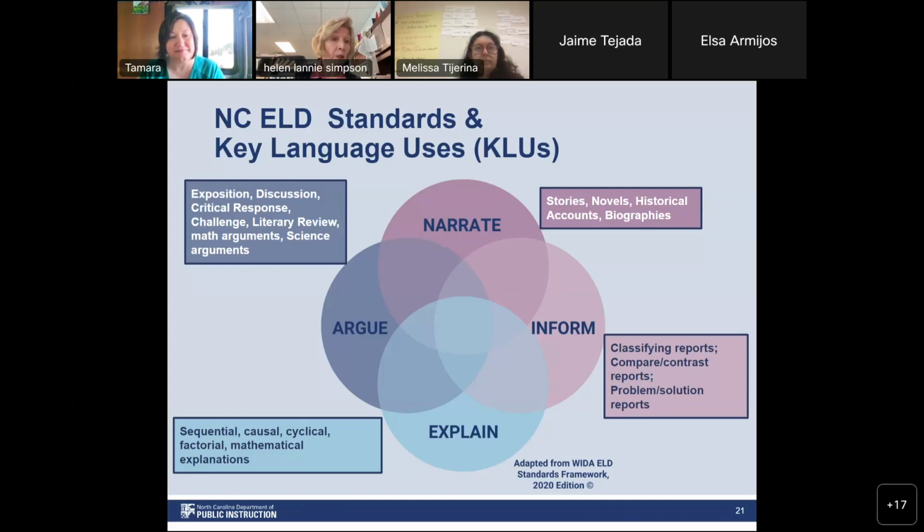And then finally we're going to move to explain. What I'd like for you to do is enter in the chat some examples you might give me for explain text, and some genre examples. We have on our slide sequential, causal, cyclical, factorial for you mathematical people, explanations. So tell me some genre examples.